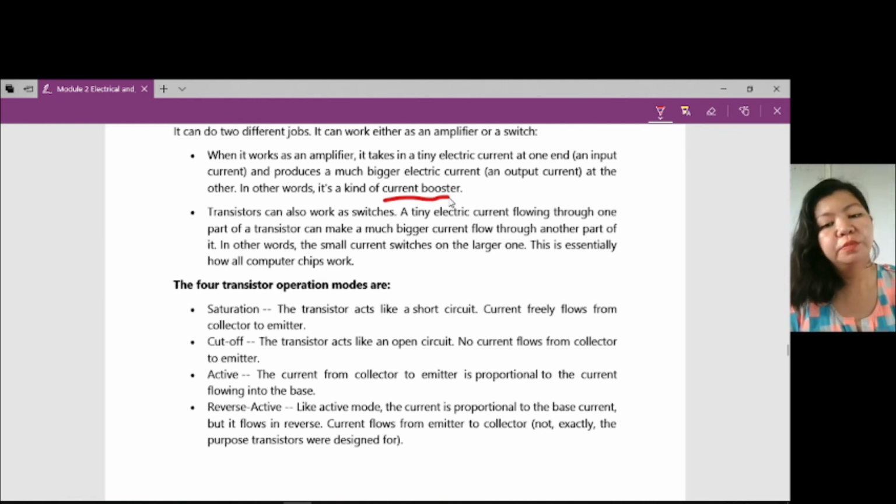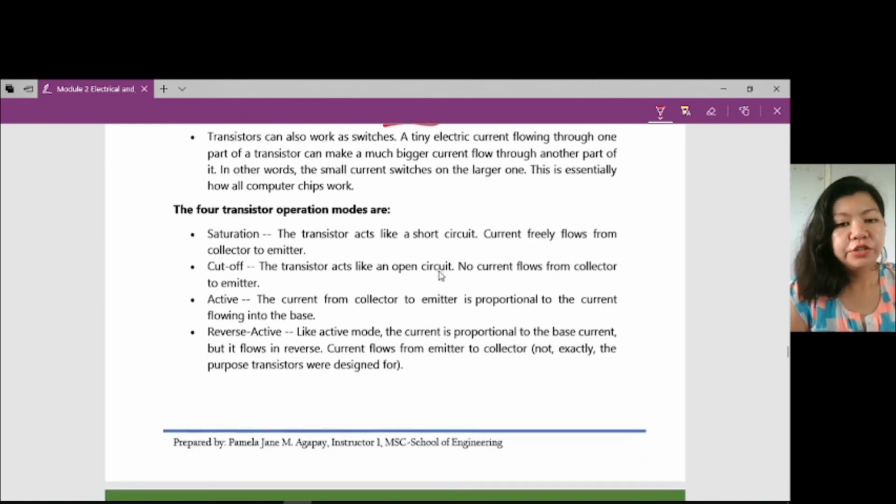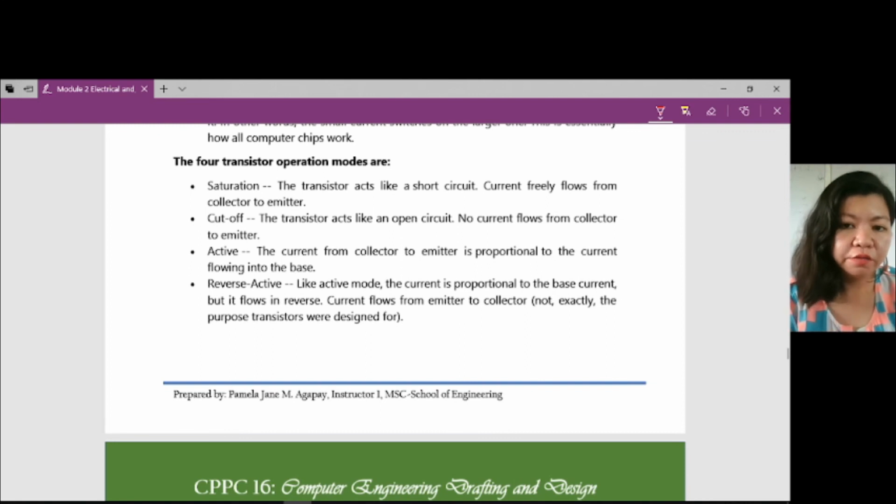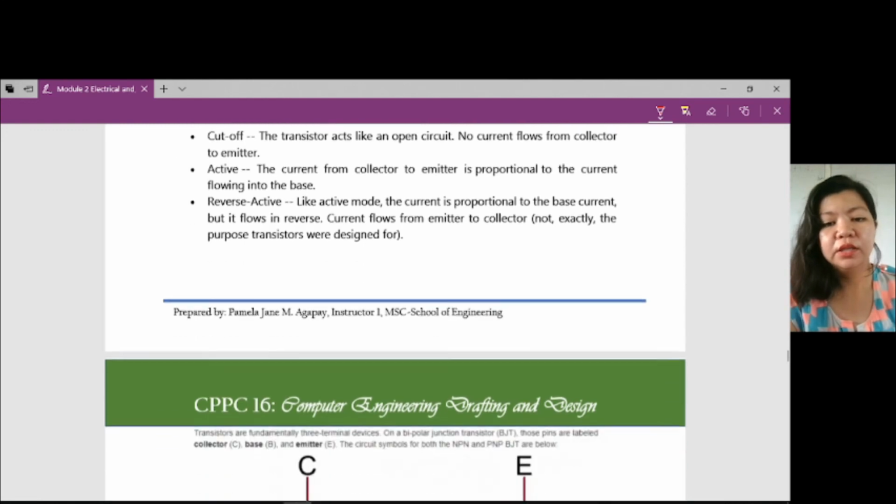So, the four transistor operation modes are saturation. The transistors act like a short circuit where current freely flows from collector to emitter. And then we have the cut-off operation wherein the transistors act like an open circuit. Walang papasok. Kapag naka-open yung circuit, walang papasok na current flow. So active. Active mode of the transistor is the current from collector to emitter is proportional to the current flowing into the base. Pag sinabi naman natin reverse active, the current is proportional to the base current.